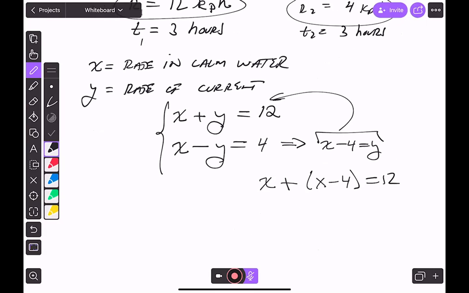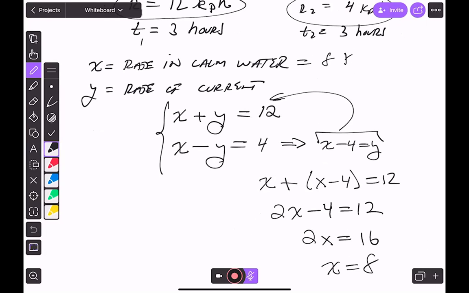All right, let's keep going. This would give me 2x minus 4 is equal to 12. 2x is equal to 16, or x is equal to 8. So I know the rate of the boat in calm water is 8 kilometers per hour. Now, what's the rate of the current?